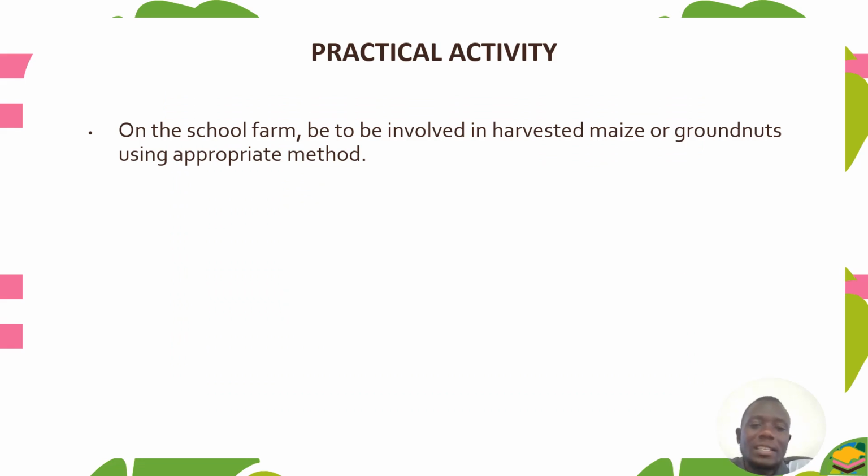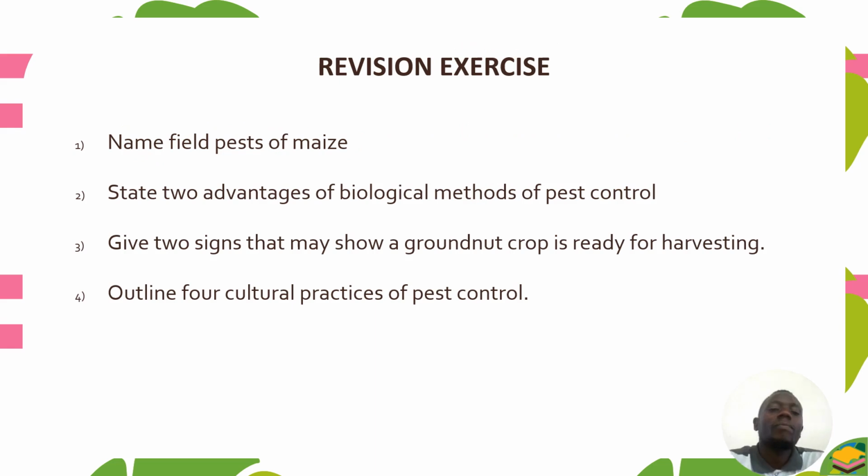So I've got this practical activity for you. On the school farm, if you have got a farm at your school, you have to be involved in harvesting maize or groundnuts using appropriate methods. So that's the activity for you.